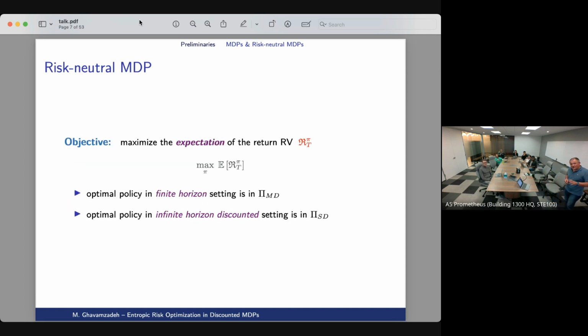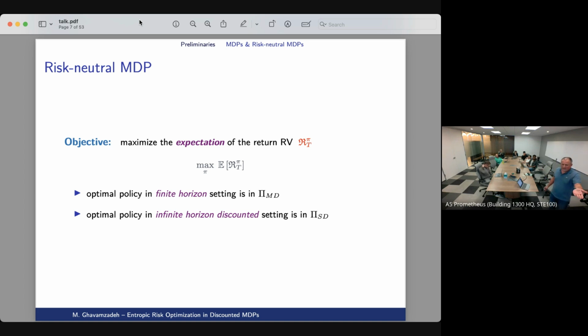So let's start with risk neutral MDP that probably all of you are familiar with. In risk neutral MDP, as I just mentioned, this is a random variable that has a distribution. I'm interested in the mean of this distribution. I find a policy that maximizes the mean. So the risk measure that we are using is expectation here.